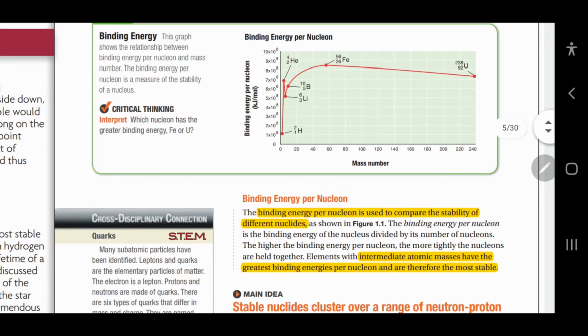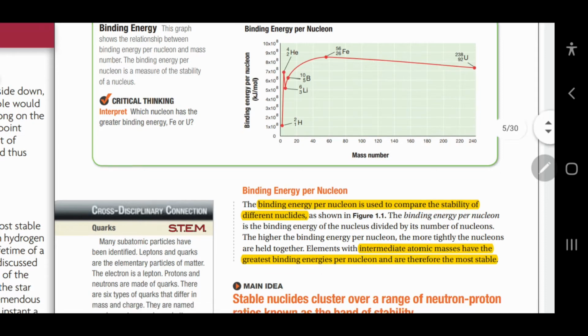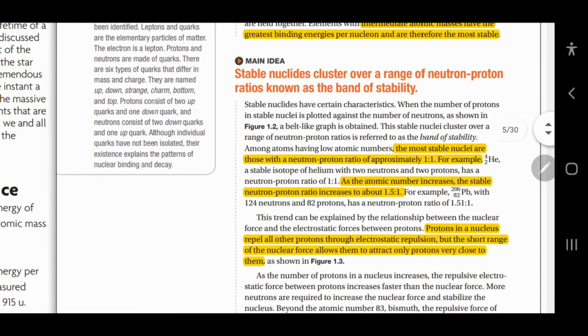We should also say that the binding energy per nucleon is used to compare the stability of the different nuclides, and the intermediate atomic masses have the greatest binding energies per nucleon and are therefore the most stable. And we said that the most stable nuclei are those with a neutron to proton ratio of approximately 1 to 1, and the atom will be stable even if the ratio increases to 1.5 to 1.